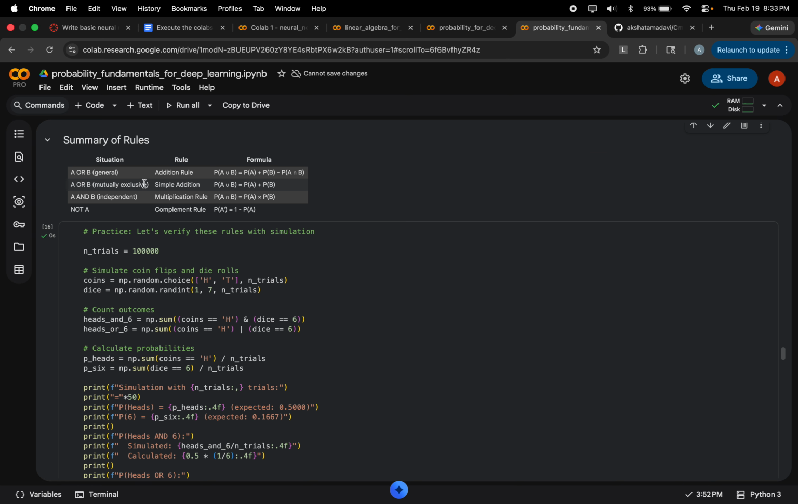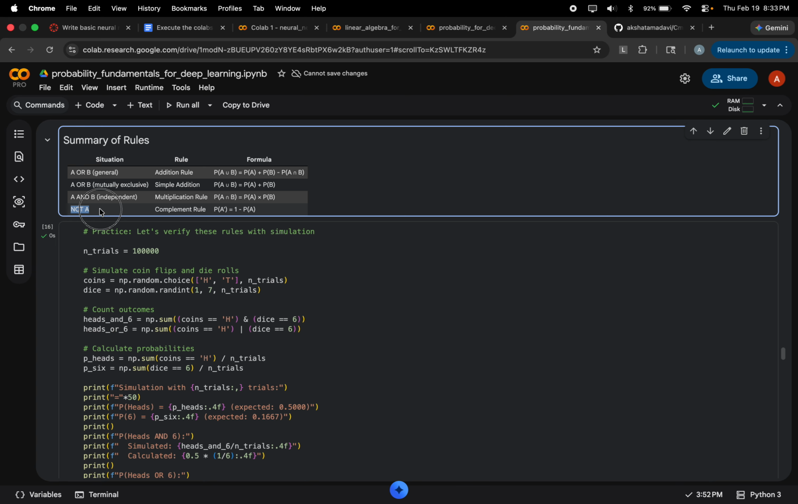But yeah, let's revise the rules. The addition rule says the probability of A or B is the probability of A plus the probability of B minus the probability of A and B happening together. When A and B are mutually exclusive, the simple addition rule is applied. When A and B are independent, we just multiply the individual probabilities. And the complement rule is 1 minus P of A equals the complementary value.